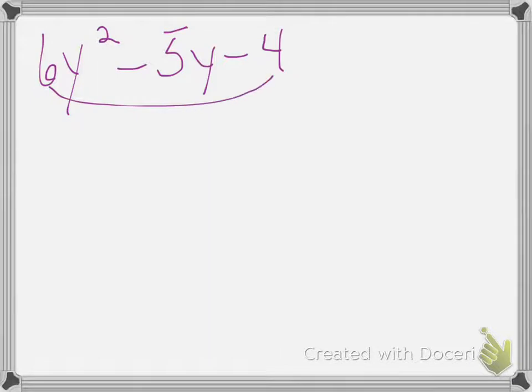What number is this? This is example 4. Okay, so I have 6y squared minus 5y minus 4. So the first thing we're going to do is slide that 6 over and multiply. So what is that going to give me? 24. So I'm going to end up with y squared minus 5y minus 24. Signs all stay the same.